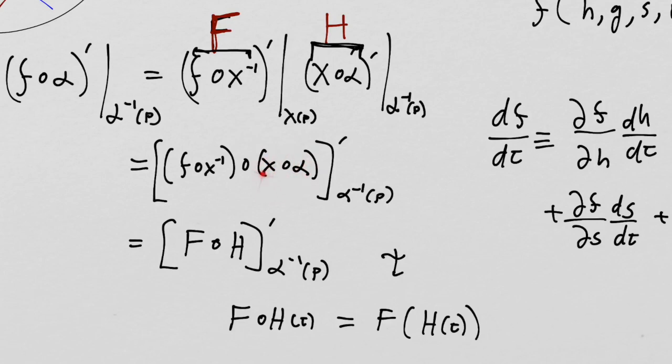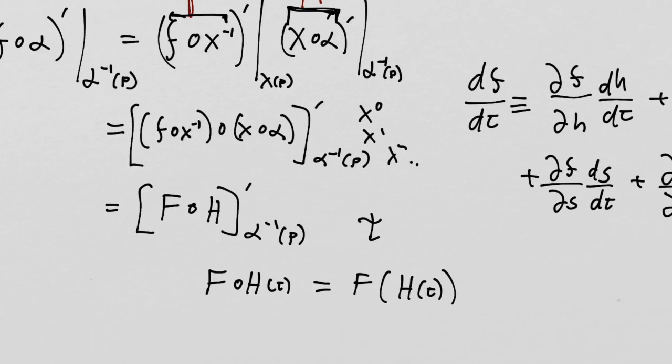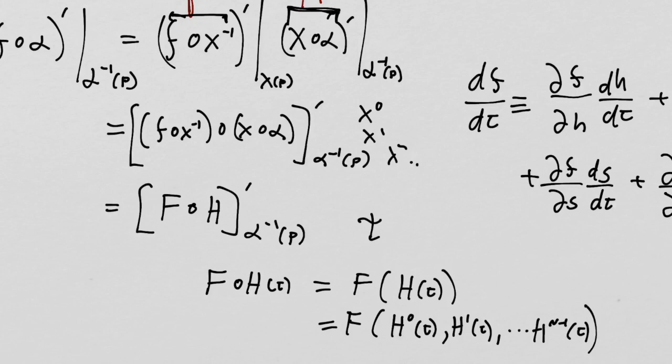And this guy x, remember I kept telling you, is actually x0, x1, x2, and so on. So this is actually f of h0 of t, h1 of t, up to hn minus 1 of t, right? This is all shorthand, right? We're kind of blowing up the shorthand. So this notation and this notation are all the same.